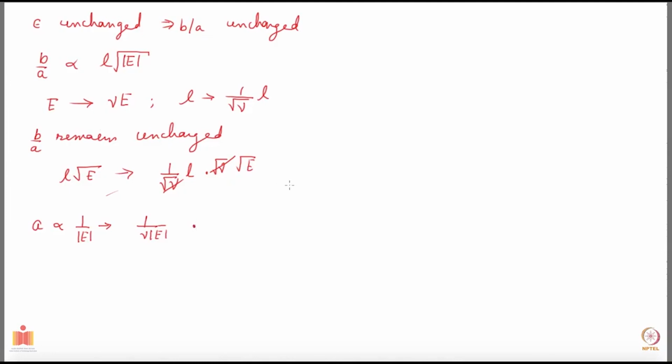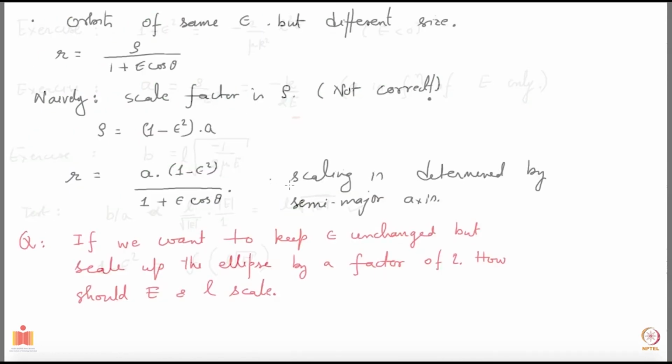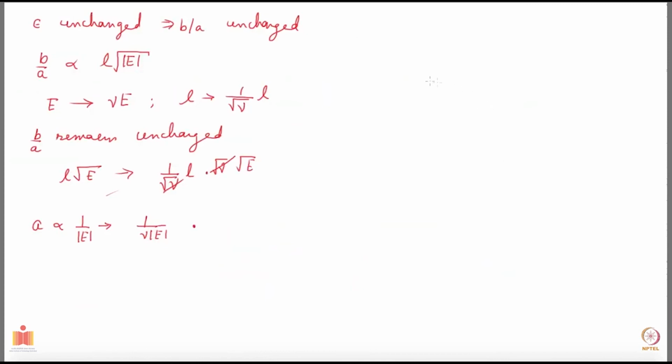And let me also throw in a bit of nomenclature. These R minimum and R maximum, they are called our apsidal distances. Let me draw this. So this point and that point, they are called apsidal distances.